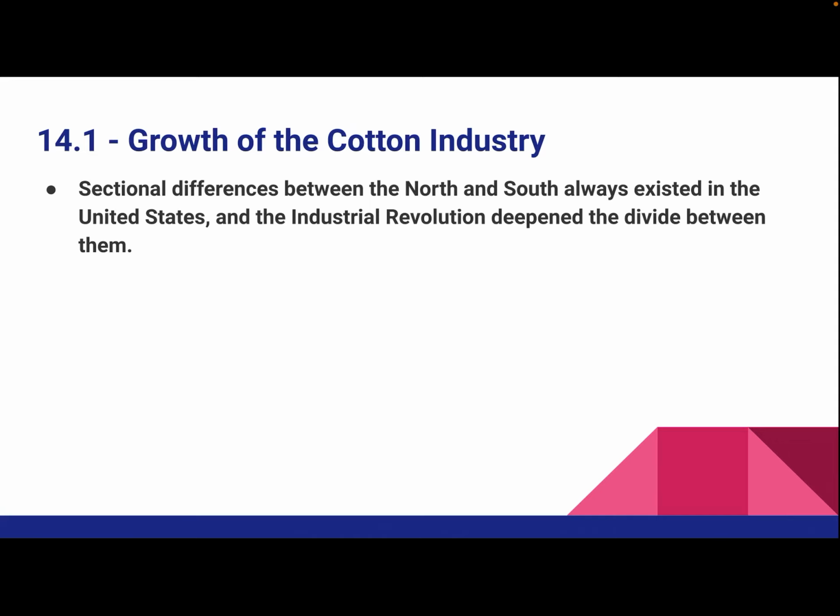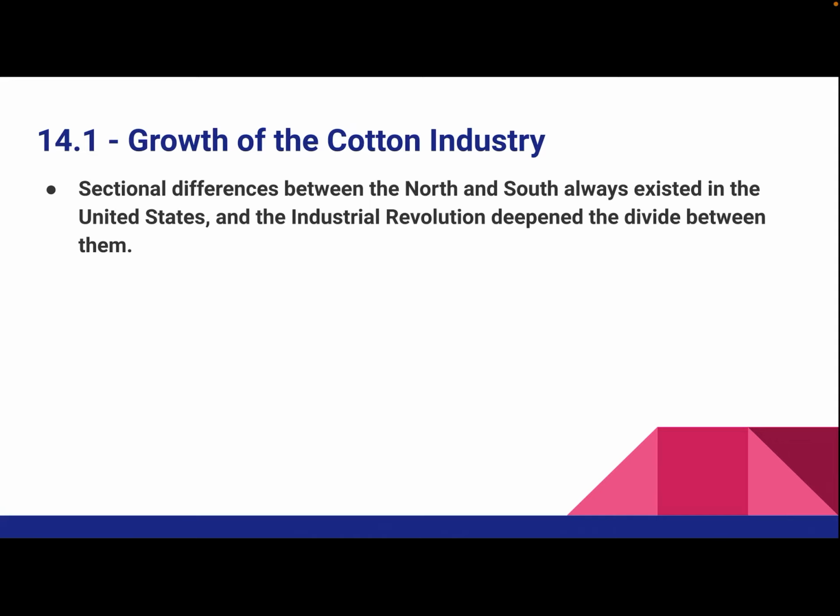All right, so sectional differences between the North and South. They always existed, but we see them really deepening once the Industrial Revolution hit, because it mainly hit in the North. At first there were some differences here and there. We learned about that way back in the fall about the 13 colonies. We saw Boston and New York developing a little differently than, let's say, Jamestown and the Carolinas and Georgia.